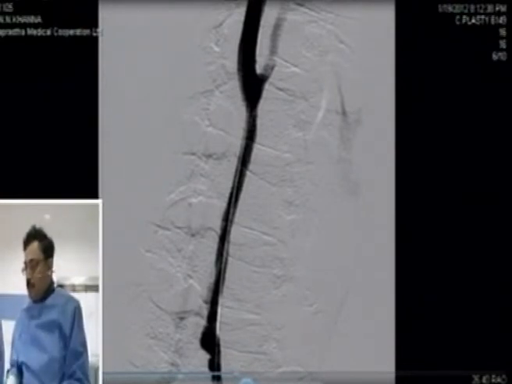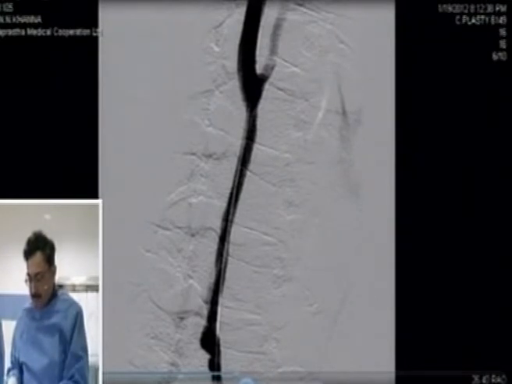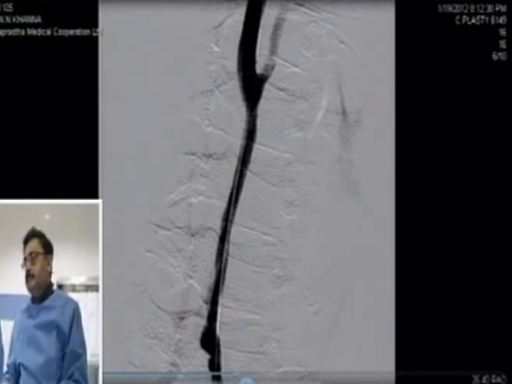Did the patient have pain during the PTA? The patient had pain only when we were dilating that subclavian and when there was a small rupture. Apart from that, there was no pain.